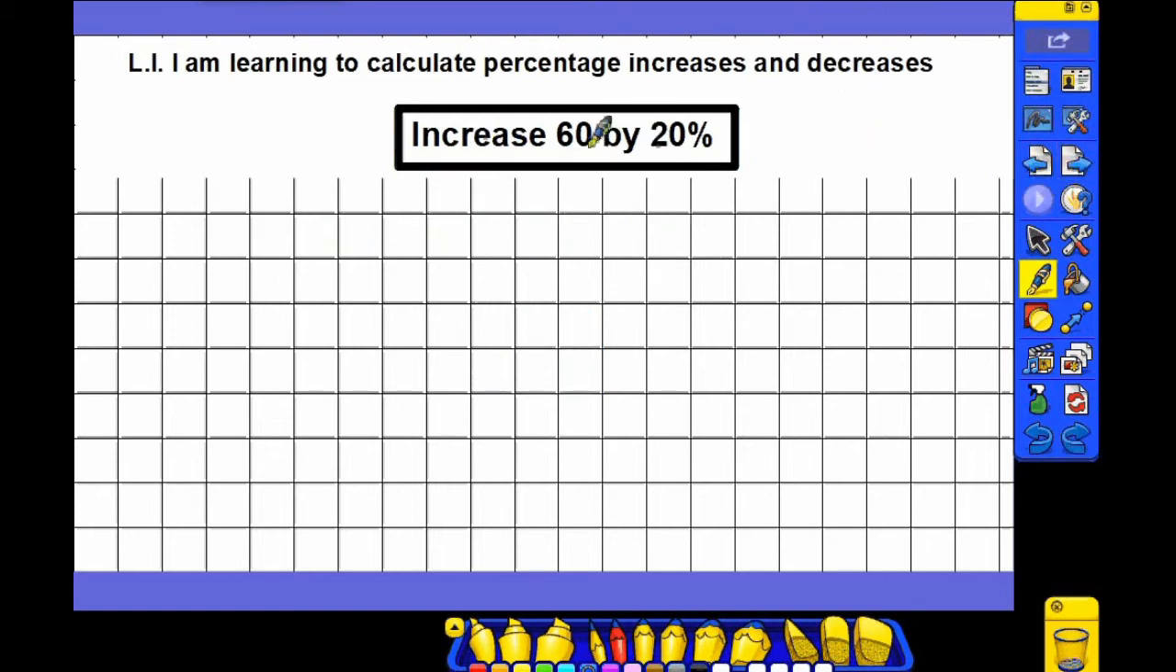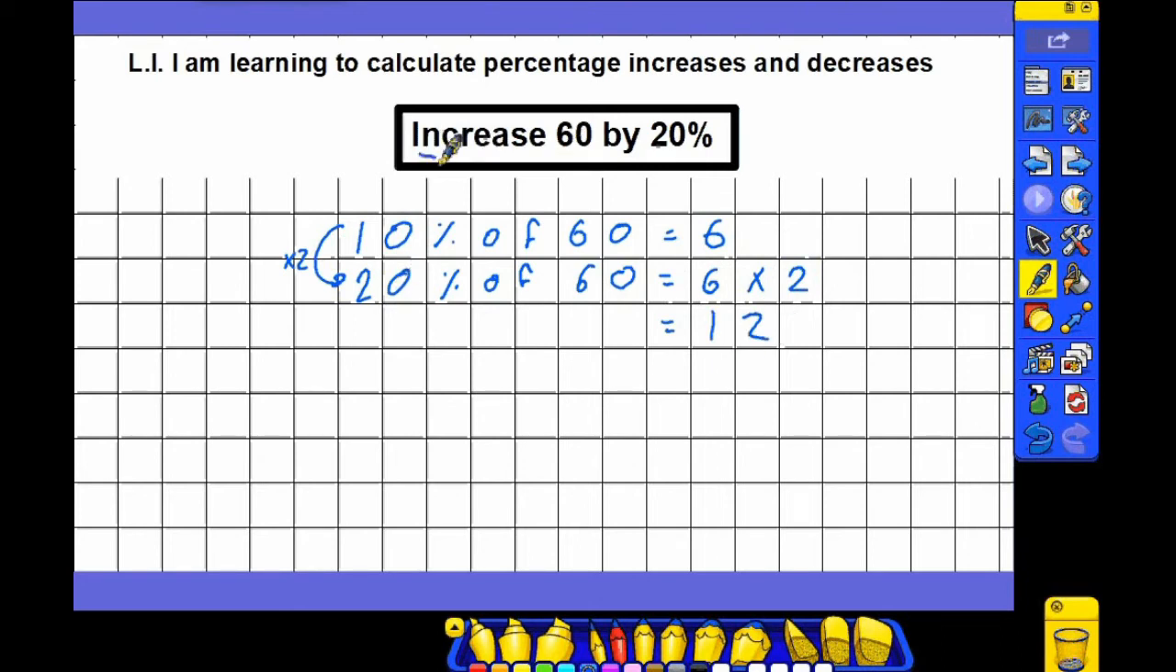In this example, we're being asked to increase 60 by 20%. Now, I'm going to use the 10% gateway method for this. So I'm going to start off once again by working out 10% of 60, and the answer to that is 6. So 20% of 60, well, that's going to be 6 times 2, because 20% is 2 times bigger than 10%. So the answer to that is going to be 12. So 20% of 60 is 12.